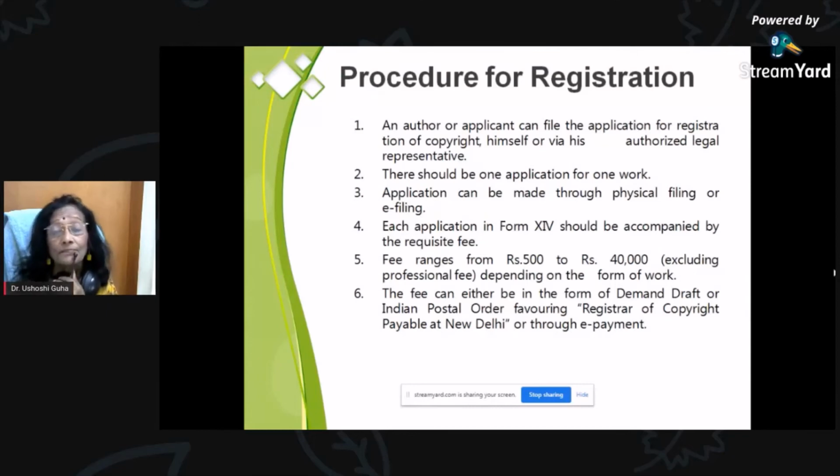Never say that copyright is done for 500 rupees. It ranges. What is your work? How heavy is your work? What form of work? All these things are consulted. Then the fee can either be in the form of demand draft or postal order, etc., I think all of us know about it, or through e-payment. The e-payment gateways are working wonderfully.